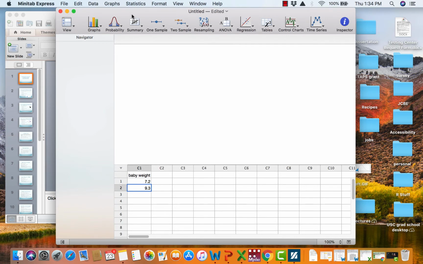PC users, please note I am working off a Mac and your view looks just a little bit different. So if you ever have a question with Minitab Express, you can't find something, just shoot me an email or post the question in Course Cafe on Blackboard, which would actually be a little bit better because then other PC users can quickly respond.